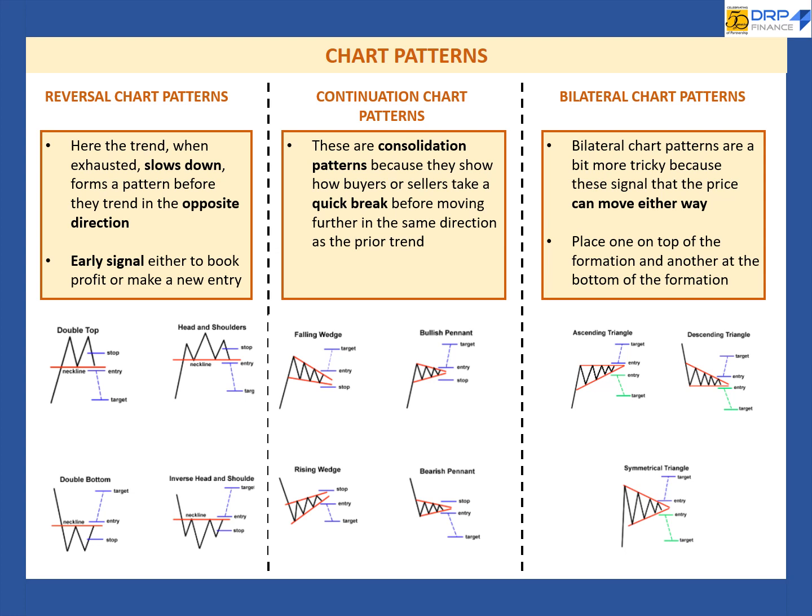Next we have bilateral chart patterns. These are a bit more tricky because they signal that price can move either way. Place one order on top of the formation and another on the bottom of the formation. Examples: ascending triangle, descending triangle, and symmetrical triangle.